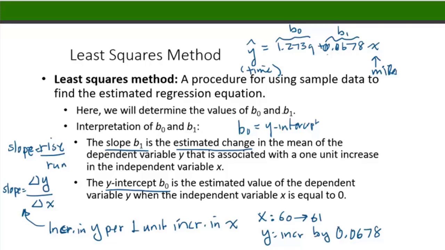Now, what does this 0.0678 mean? If you actually have to make sense out of this, you have to think a little bit. Y, remember, was the time, the hours. How many hours did it take? So the time will increase by 0.0678 hours. That sounds kind of awkward. Maybe convert to minutes. How do you convert this to minutes? Just multiply by 60.